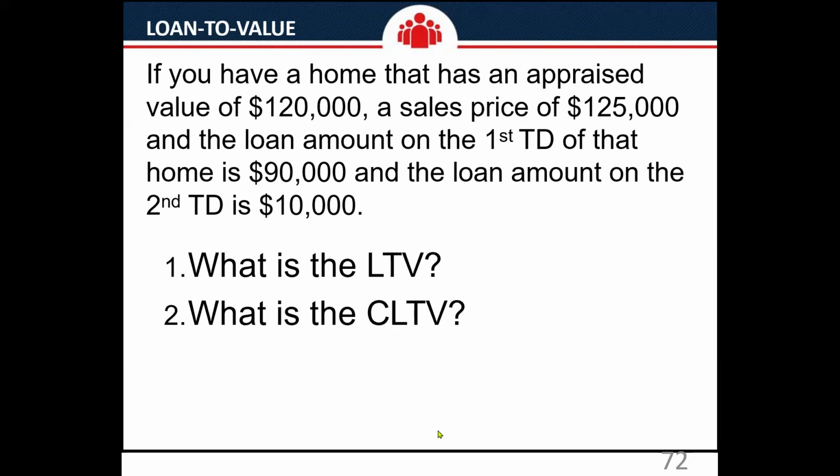If you have a home that has an appraised value of $120,000 and a sales price of $125,000, and the loan amount on the first TD of that home is $90,000, and the loan amount on the second is $10,000, what is your LTV and what is this combined LTV? Go ahead and do that calculation and post it in the chat. I see one person. I don't blame you because I don't really do well on the math.